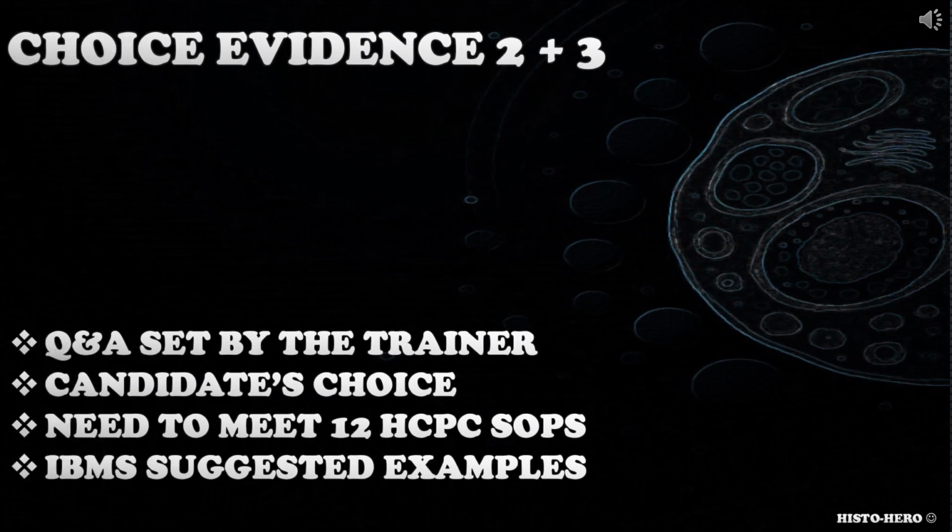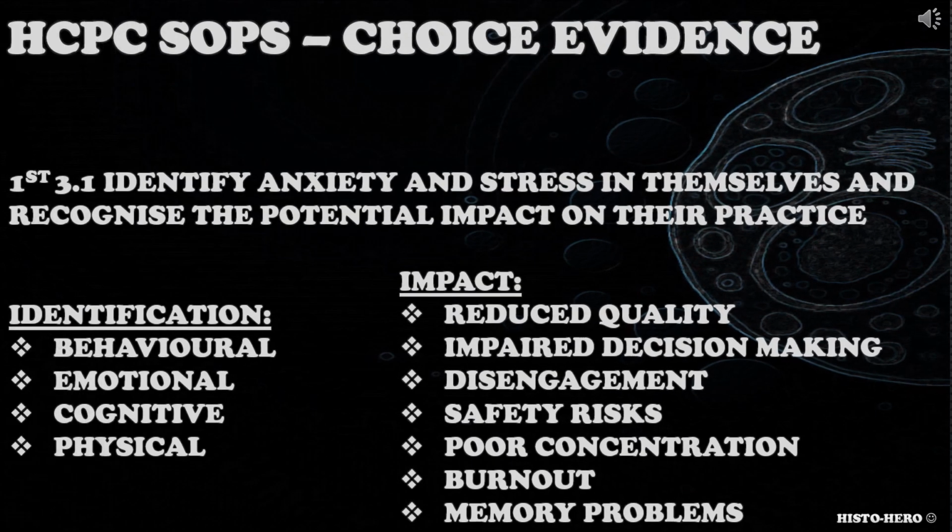So now that we have finished with the mandatory evidence, let's have a look at the choice evidence 2 and 3, which are candidates' choice evidence and Q&A set by the trainer. They both together have to meet 12 HCPC standards. And if you download the module descriptors for the registration portfolio from the IBMS website, you will find some example evidence suggested by the IBMS, which is very handy. And these are the HCPC standards that have to be met by those two pieces of evidence.